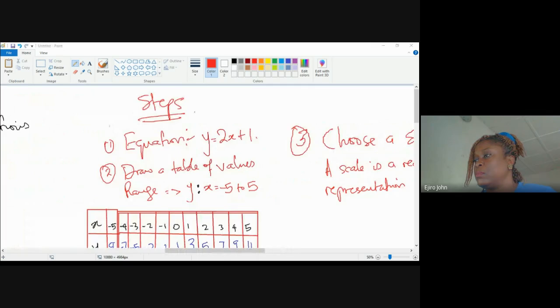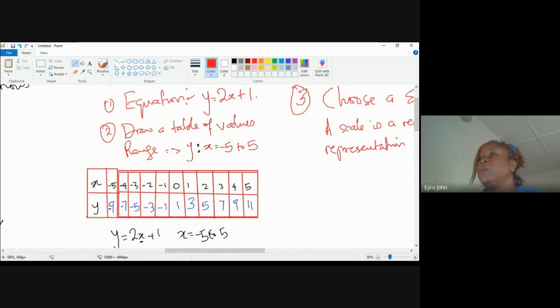Hold on. We have the table. This is our table. Now we know that x ranges from -5 to 5, and we know that y ranges from -9 to 11.